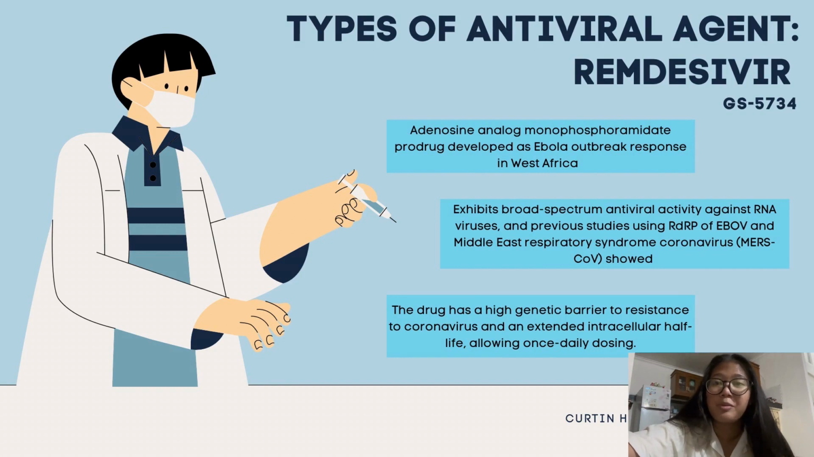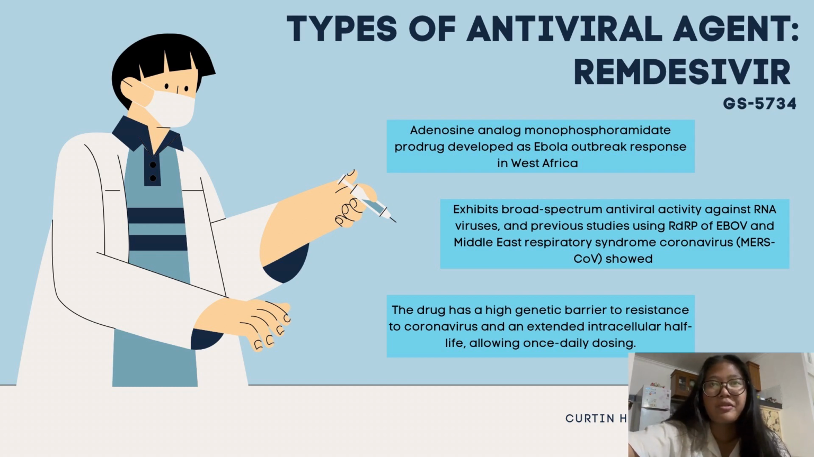First of all, thank you for the opportunity given to me. My name is Putu, with last 3 digits of student ID 201. Now I'll explain a type of antiviral agent, remdesivir. Remdesivir, or RDV, formerly known as GS-5734, is an adenosine analog monophosphoramidate product developed in response to the 2014 Ebola outbreak in West Africa. Remdesivir is an antiviral drug with properties that inhibit viral replication of SARS-CoV-2.